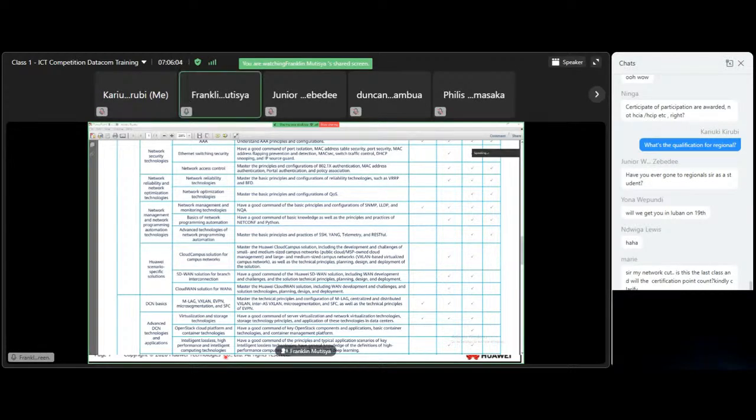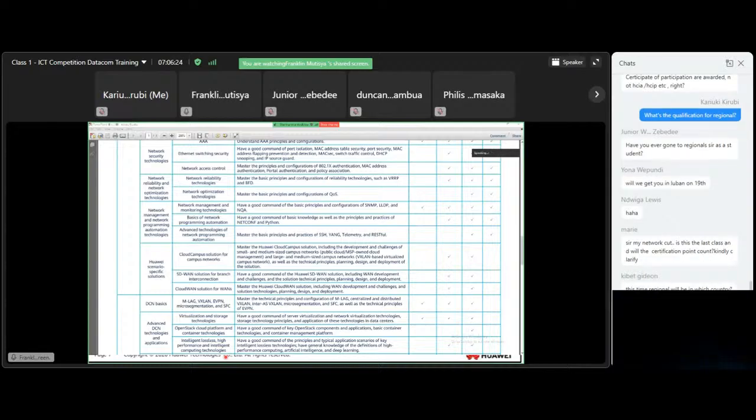Sir, my network card, is this the last class? Yes, it's the last class. Will the certification points count? Kindly ask this question on the WhatsApp group and someone will respond. We have someone from Huawei Technology who will be able to answer that for us. But if you have a voucher, just do the exam. To be safe, you can do the exam tomorrow before the competition.